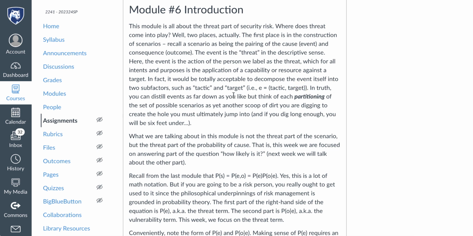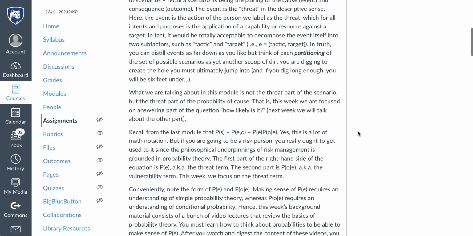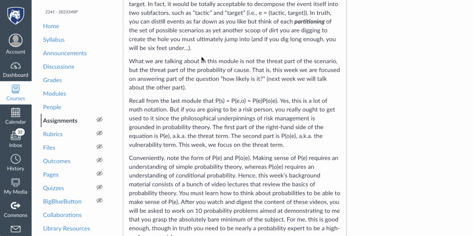In truth, you can distill events as far down as you like, but think of each partitioning of the set of possible scenarios as yet another scoop of dirt you are digging to create the hole you must ultimately jump into, right? Again, going back to what we discussed in our previous lesson, the list of scenarios will depend on the list of events, right? And the list of events can be actually very, very long.